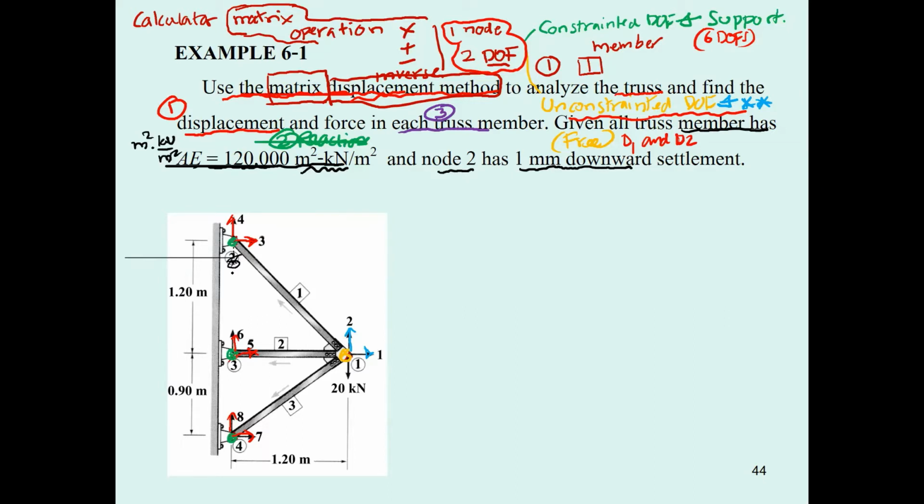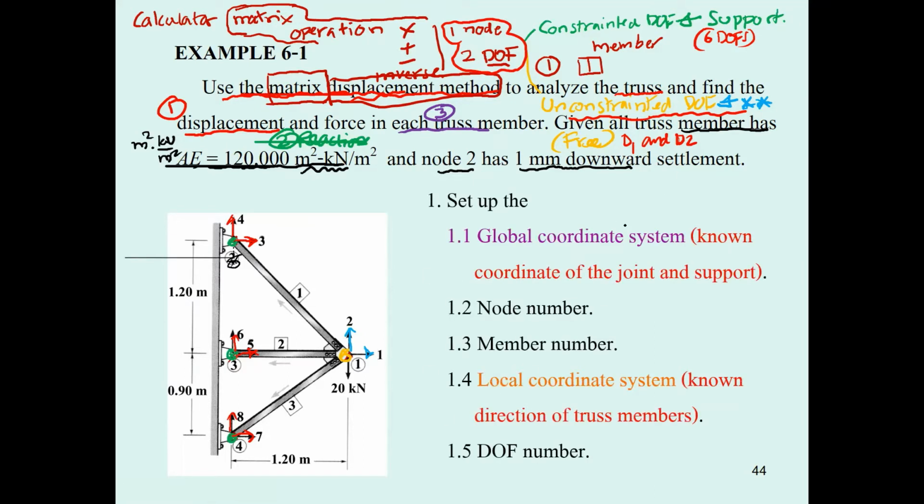Okay, so let's start. We have a lot of things to set up. First thing, we're talking about the global coordinate system, the coordinates x and y. When we set up the global coordinate system, for example, we set it at node number 1. Then you will know the coordinate at that point is 0, 0. Node number 1 is at 0, 0.